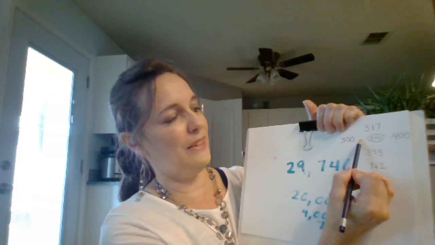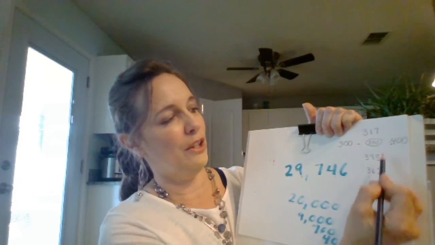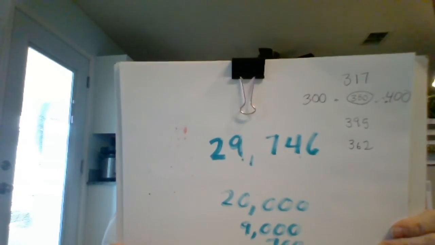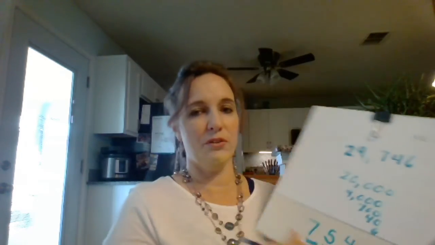Well, 317 is going to be over here. 395 is very close to 400. 362 is past the 350. So which one is closest to 300? 317 is before the tipping point. So it would round to 300. So Jamie has about 300 nails. So write nails down.